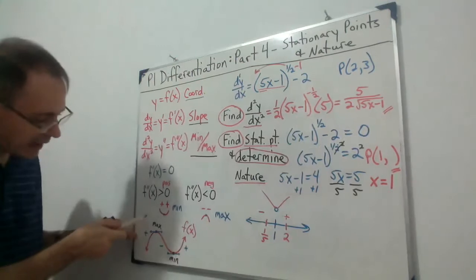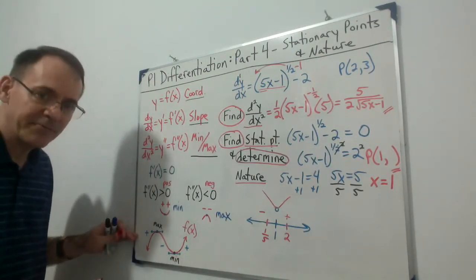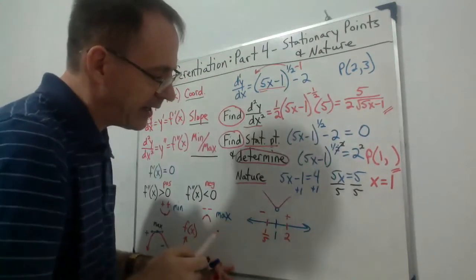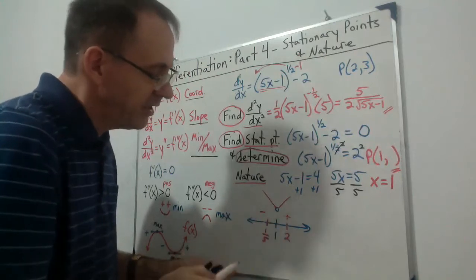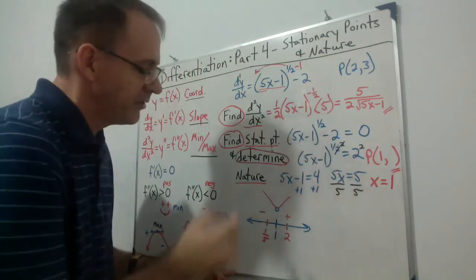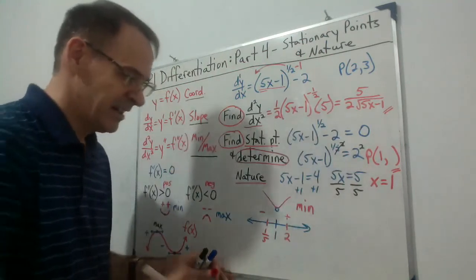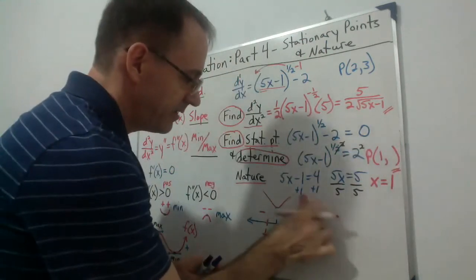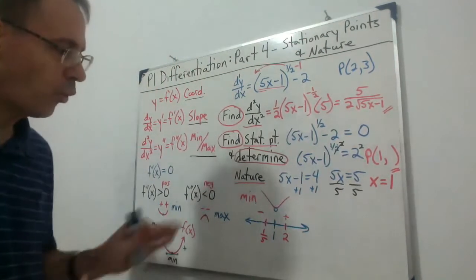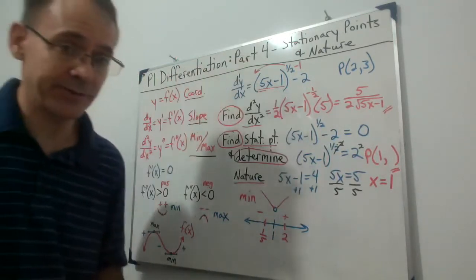So notice if you have a decreasing followed by an increasing, it's a minimum value. A negative followed by a positive on both sides of our stationary point means it's going down to the point and then back up. So this would be a minimum value, okay? Maybe I'll put that over here on this other side to give me a little more room. So this is one way of determining the nature, and it's using the first derivative.